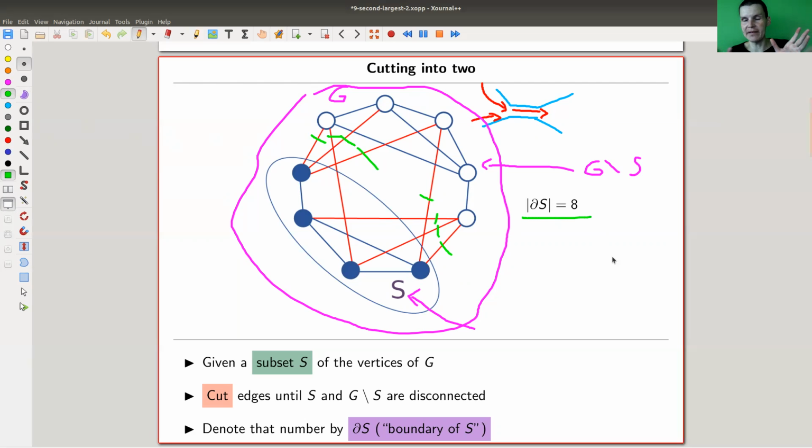Given a subset, I count the number of edges I need to cut the subset from the graph, and I call that the boundary. The boundary is the collection of edges, and the size of the boundary is exactly the number of cuts I need. I denote that number using the usual notation, delta S. So the boundary of a subset in a graph is how many edges you need to cut away until it's disconnected. But that's not quite measuring bottlenecks yet. What we need to do is the following.